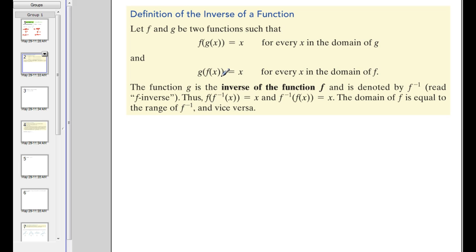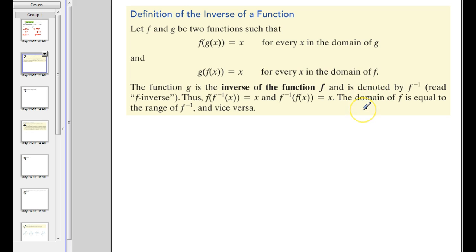There's the notation that we use: f with a little -1 as a power. It's read f inverse. So f of f inverse of x equals x, and f inverse of f of x equals x.